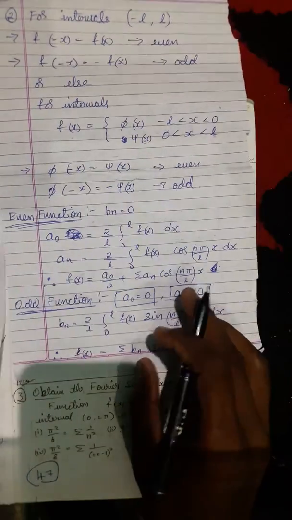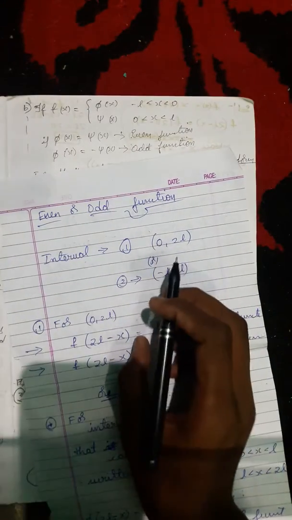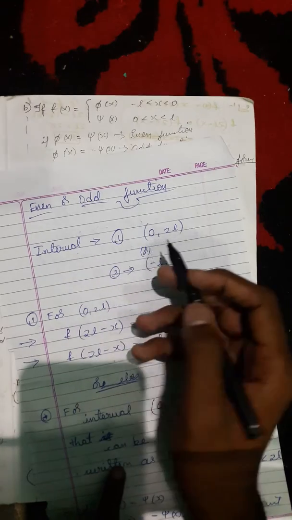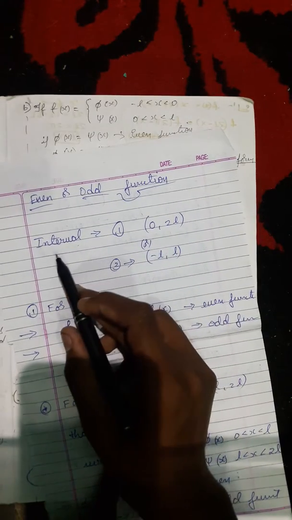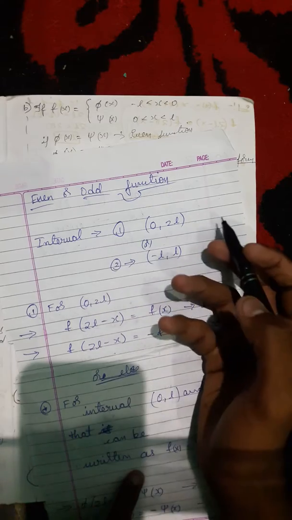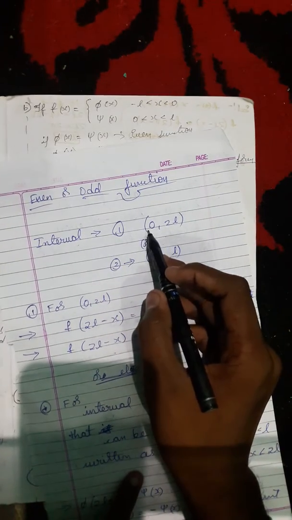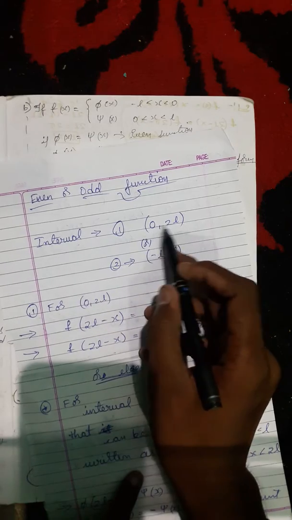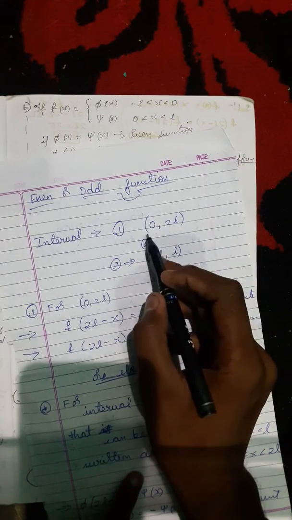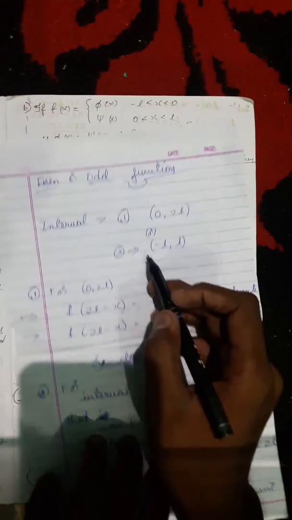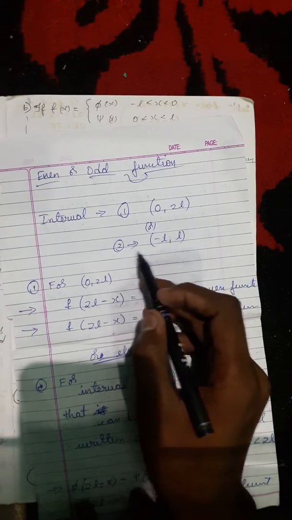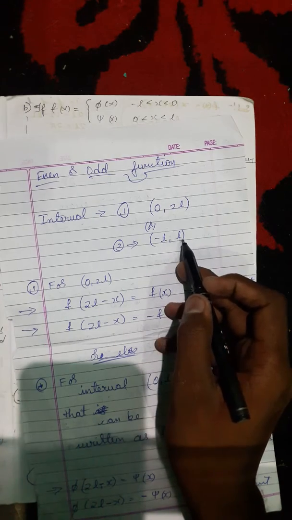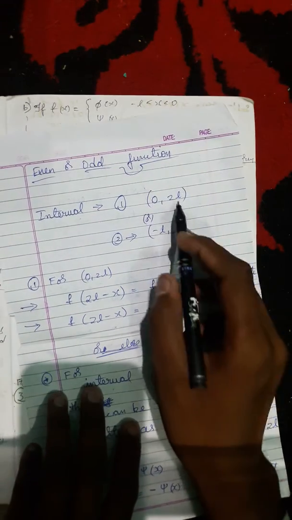Next we are going to deal with odd or even functions. In odd or even functions, we have two methods. The intervals define which method we have to use. In the first case, the limits or intervals, meaning upper and lower limits, will be something like this: 0, 2l. In the second case, the limits will be minus l comma l. Seeing the limits, we apply the method.